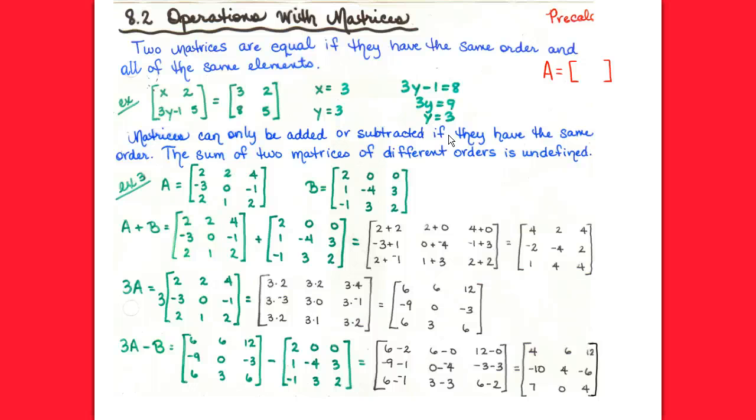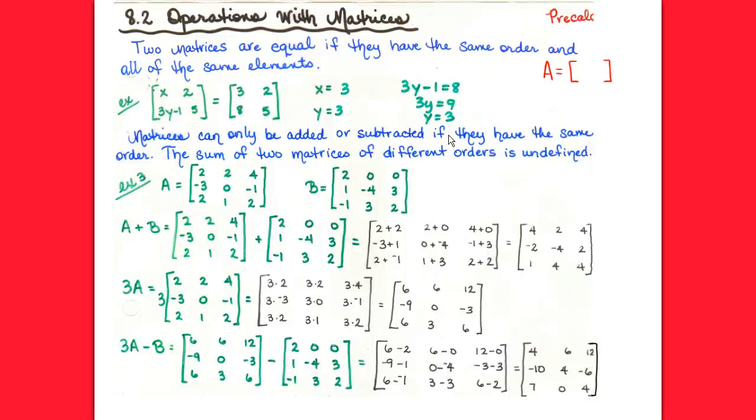The next thing they tell me is that matrices can only be added or subtracted if they have the exact same order. It has to be a 1 by 4 and a 1 by 4, a 2 by 3 and a 2 by 3. They have to have the exact same order if you're going to add them or subtract them, either one. If they don't have the same order, like if they ask me to add a 1 by 2 and a 3 by 5, I can't do that. So I just say impossible, can't be done, undefined, something along those lines.